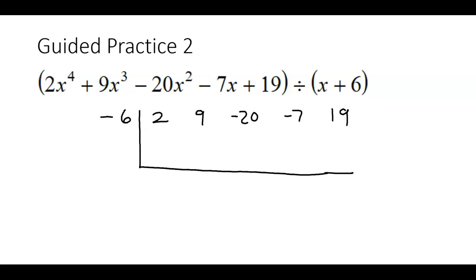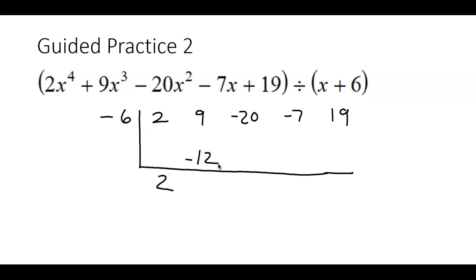All right, so let me ask Jan, I'm ready to start doing the process. What do I do first? Bring down the 2. Nice job. Let me ask Nicole, what's the next step? What do I multiply? The -6 and the 2, and we get -12. Yes. All right, and then after that, you repeat.